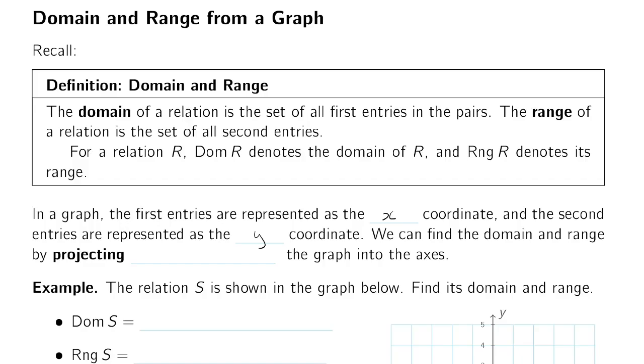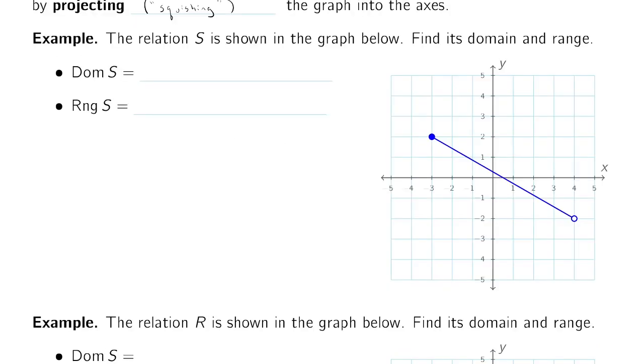So we can find the domain and range by doing what's called projecting. That just means squishing the graph down into the axes. So here's what that means. Here's the graph of a relation we're calling S. To find the domain, the domain lives in the x-axis. We take all of the points on this graph and we squish them into the x-axis. So we get something like this.